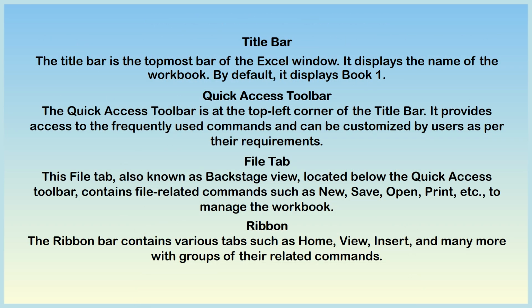Title bar. The title bar is the topmost bar of the Excel window. It displays the name of the workbook. By default, it displays Book 1. Quick Access Toolbar. The Quick Access Toolbar is at the top left corner of the title bar. It provides access to the frequently used commands and can be customized by users as per their requirements.